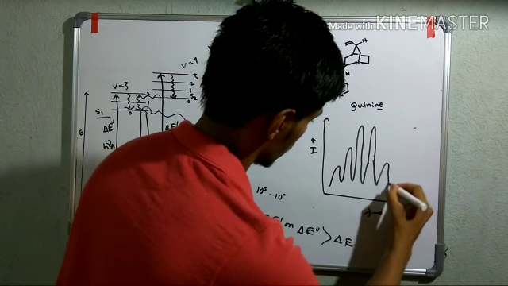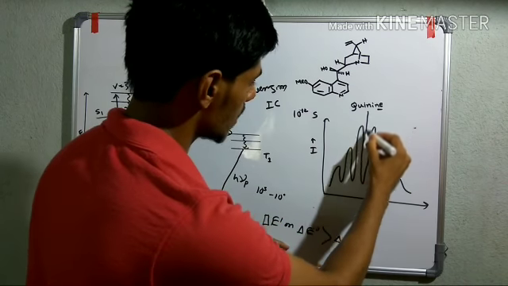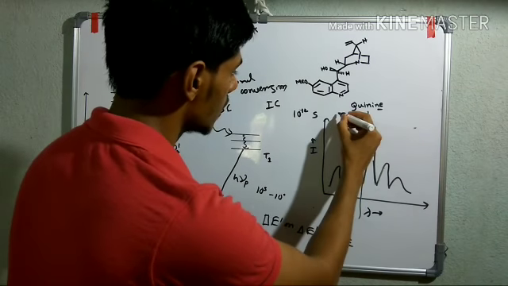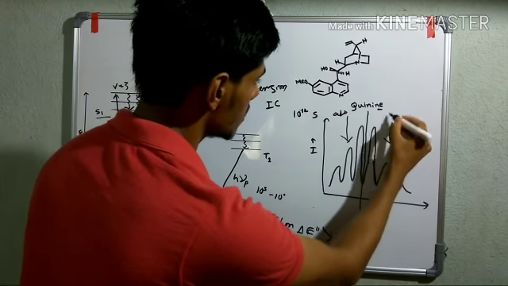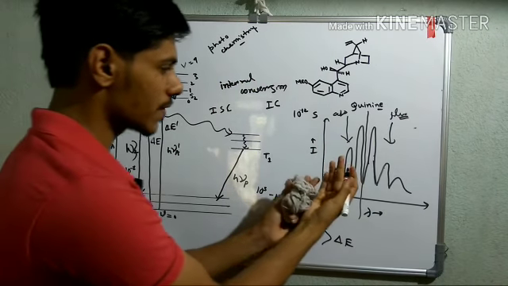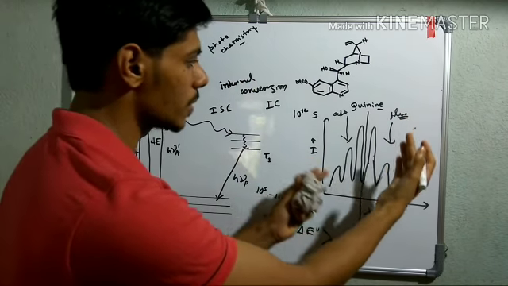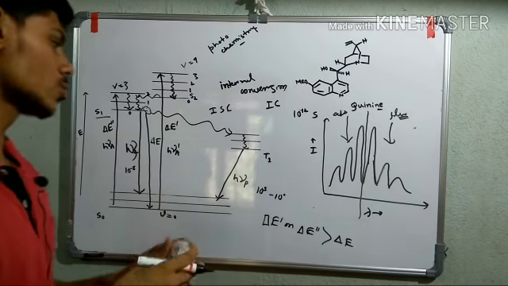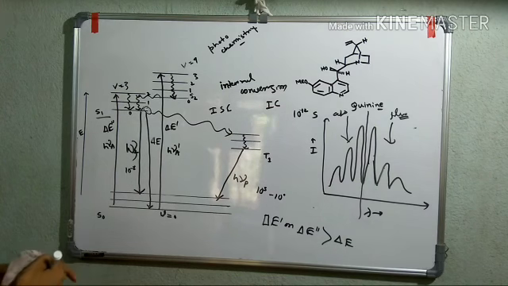You will see a diagram like this. So you can see there is a perfect mirror image relationship. This is basically the absorption process, and this is the fluorescence process. You can see the absorption spectra just looks like the mirror image of the fluorescence spectra. Now why is this so? This is a very interesting phenomenon.